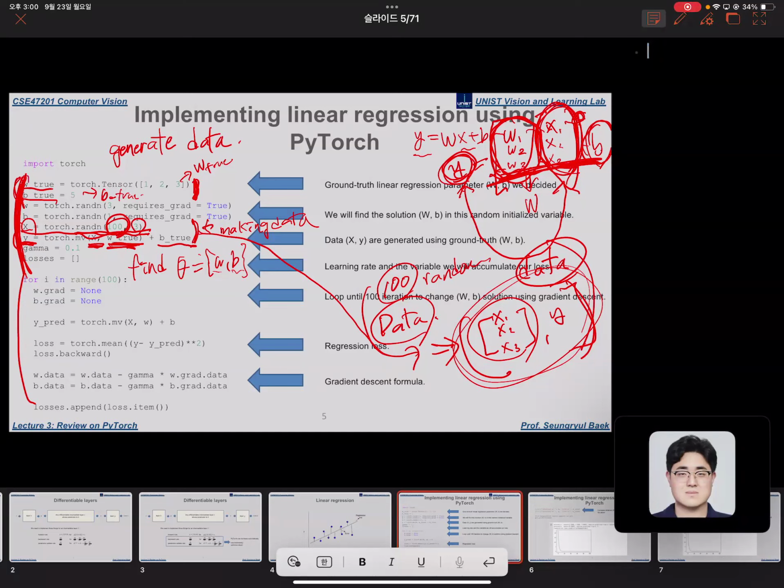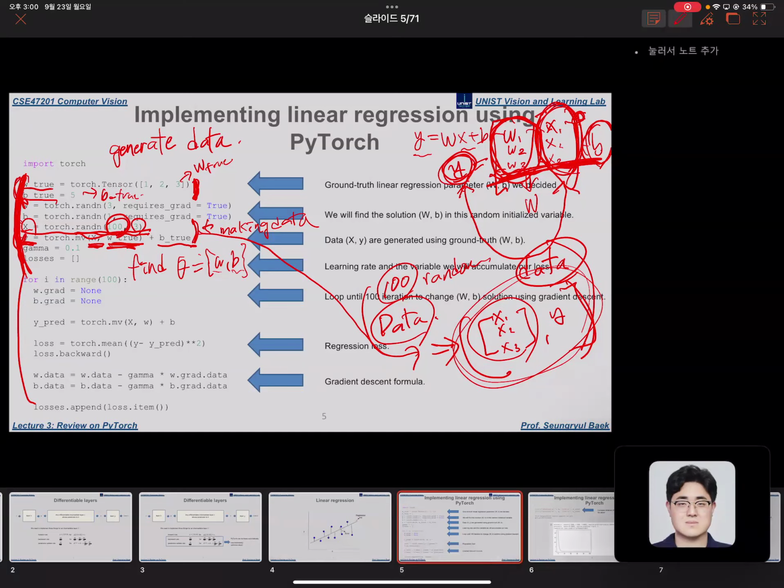And also, these 2 lines of code define the W true and B true, and these 2 lines of code randomly sample the input value 100 times first, and for that random input, we will generate some ground truth output. And these W and B are the initial vector.